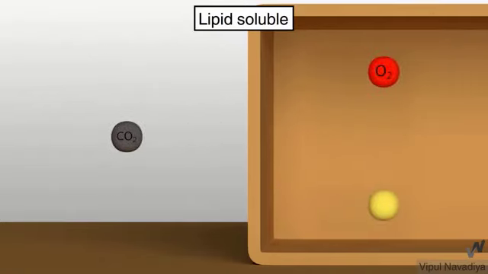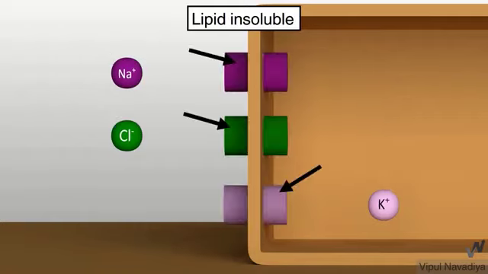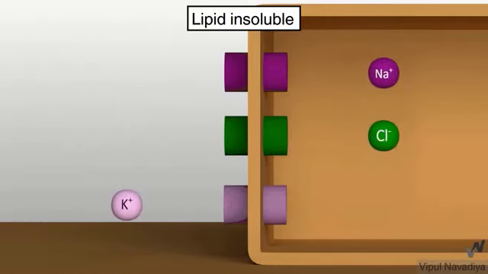while lipid insoluble substances cannot pass through the cell membrane. For this, there is a special channel protein through which the substance can cross the cell membrane. For example, there is a channel protein for each substance, through which a lipid insoluble molecule can cross the cell membrane, and this has high specificity. There is a channel protein for sodium, there is a channel protein for chloride, and so on.